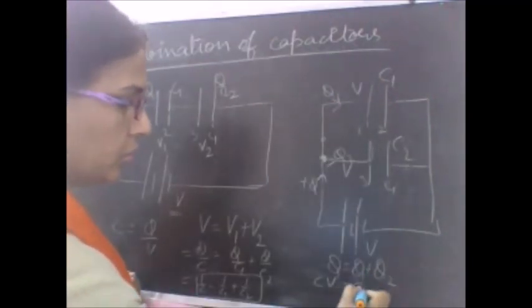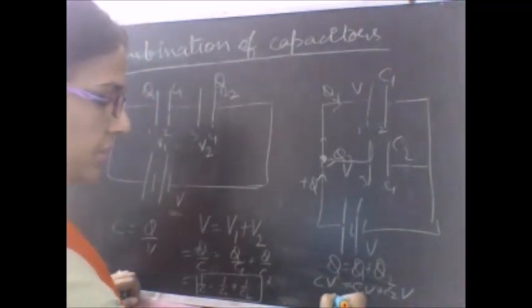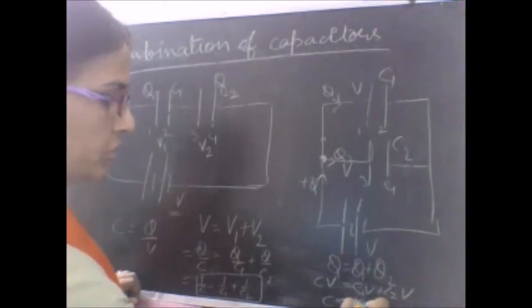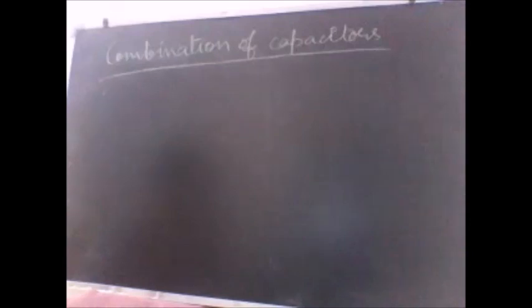C1 into V, and this is C2 into V. V cancels out, and the final result that I will get here is C is equal to C1 plus C2.